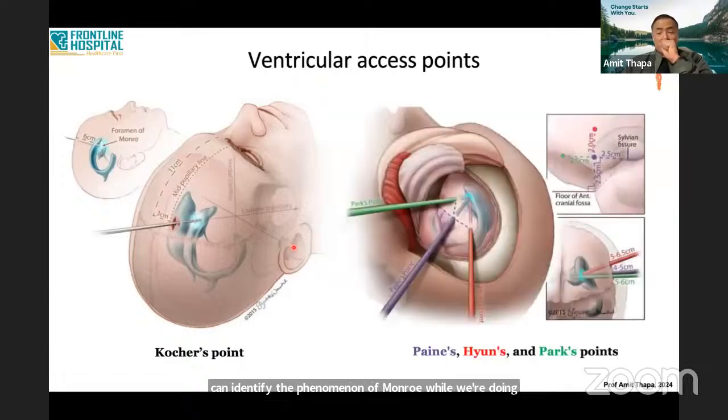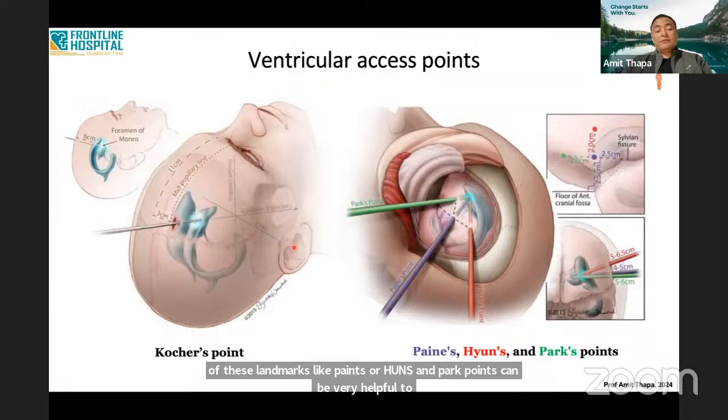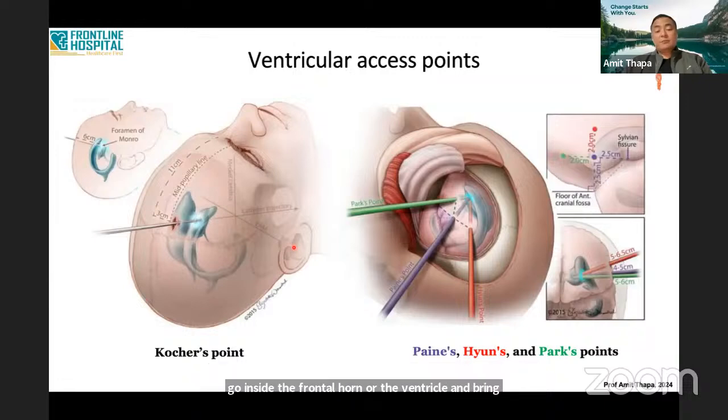Now, during intraoperative exploration, when the brain is very tense because of the dilated ventricle, some landmarks like Paine's or Keen's and Park's points can be very helpful to go inside the frontal horn of the ventricle and drain the CSF to relax the brain. Paine's point is localized at a 2.5 centimeter height from the floor of the anterior fossa and 2.5 centimeter behind. This is the shortest trajectory, marked at 90 degrees to the cortical surface, hitting the ventricle at a depth of around 4 to 5 centimeter.